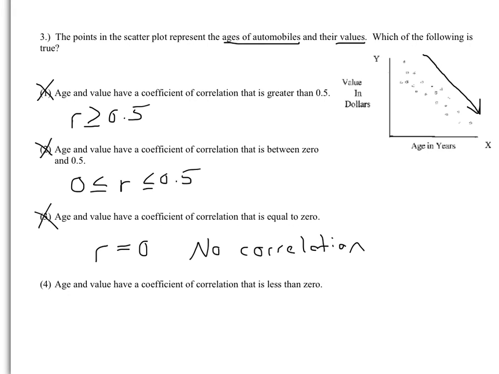So 4 is our last choice. Let's see if it's true. Age and value have a coefficient of correlation that is less than 0. So r is less than 0. This would be the case. This is the case when we have a negative correlation. As I repeated multiple times, this is the case when age increases and the value in dollars decreases. In fact, I would almost even say that this is a weak correlation.